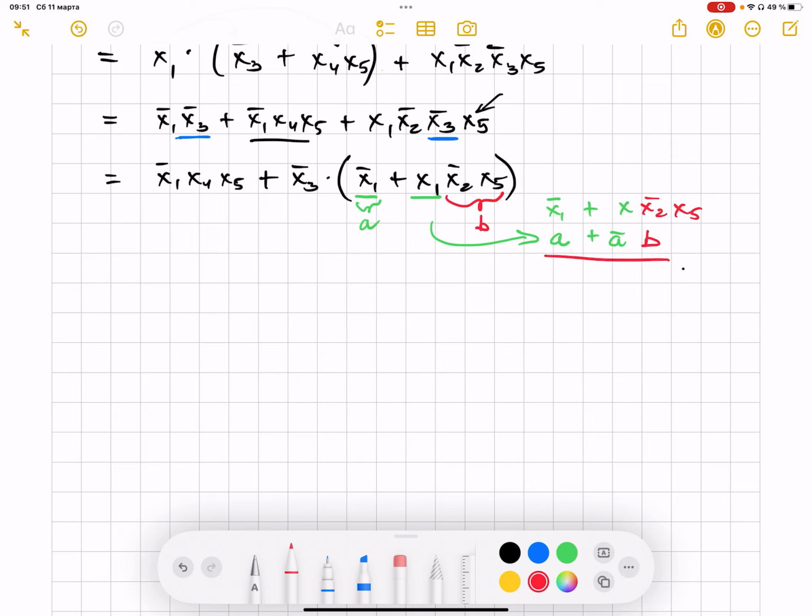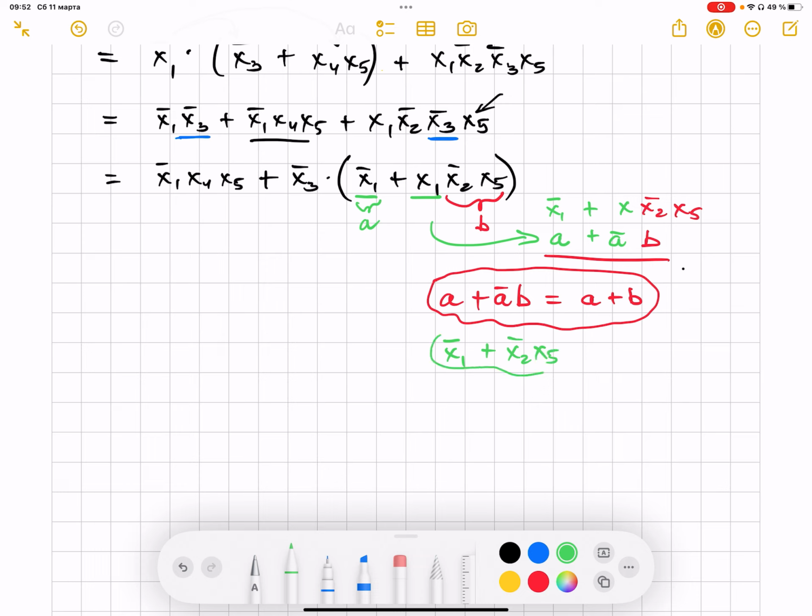So now let's consider this expression. I guess you know that this is going to be a plus b. This is a law, and we have considered this law in our previous tutorial. So just remember it, that a plus a bar b is going to be a plus b. So in this particular case, our a is x1 bar, and our b is going to be just x2 bar x5. So instead of this whole expression in the bracket, we're going to substitute it with this one.